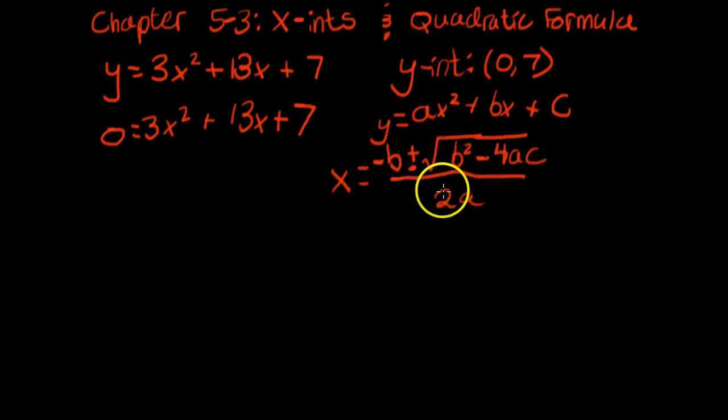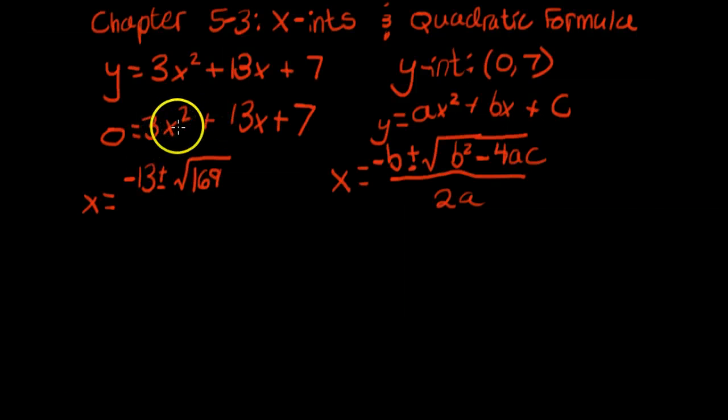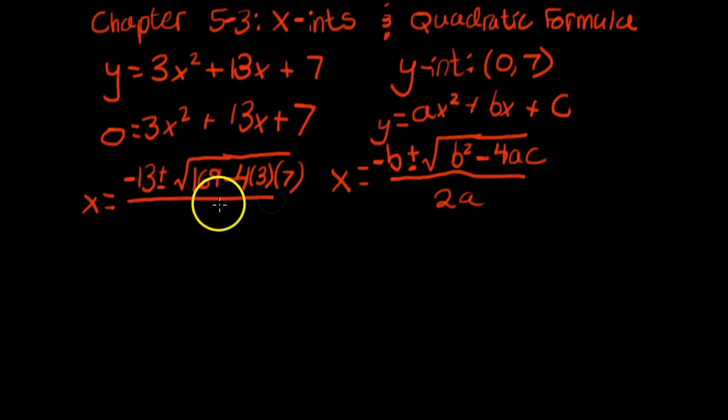So using the quadratic formula to find the x-intercepts here, we're just going to go x equals negative b, so it's going to be negative 13, plus or minus the square root of 13 squared, which is 169, minus 4 times 3 times 7, which is 4ac, all over 2a, so that's all over 2 times 3.